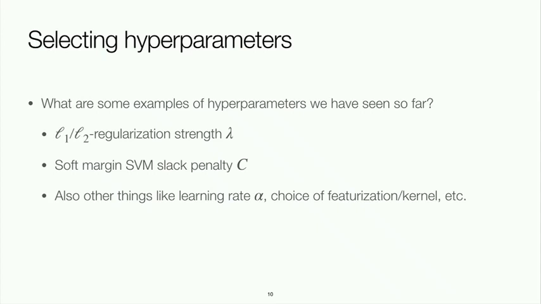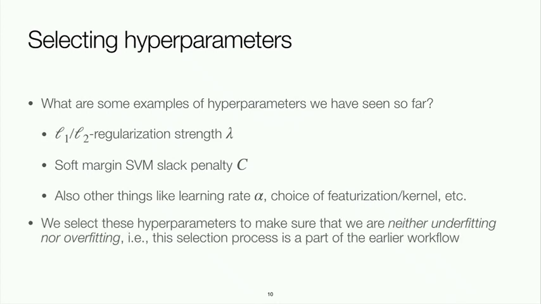And we sort of always left it at that level of vagueness. We never really talked about exactly what a good model means. This lecture, we've defined that a little bit more concretely, where a good model is something that generalizes well to data outside of my training data set and is going to give me good generalization performance by not overfitting or underfitting. And so we select these hyperparameters in order to ensure that we're neither underfitting nor overfitting. That's the high-level goal that we have when we're trying to pick these hyperparameters. And so this selection process is actually a part of the earlier workflow that we had.